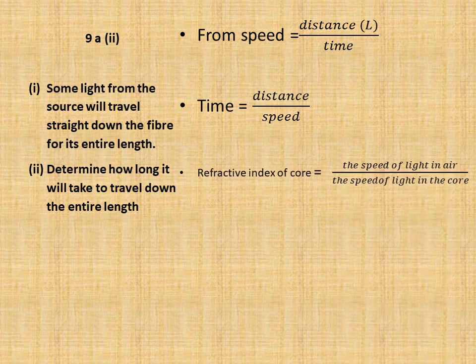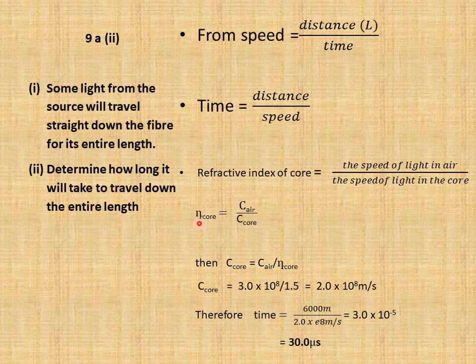The speed of the light in the core. How can we get the speed of the light in the core? From refractive index: the refractive index is the speed of the light in air divided by the speed of the light in the core. If we use symbols, we have the refractive index of the core equal to the speed of light in air divided by the speed of light in the core. Therefore, the speed of light in the core is the speed of light in air divided by the refractive index. If that is well done, we have 2.0 times 10 to the power 8 meters per second as the speed of the light in the core.